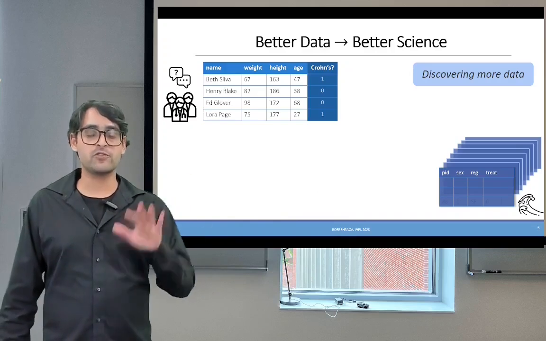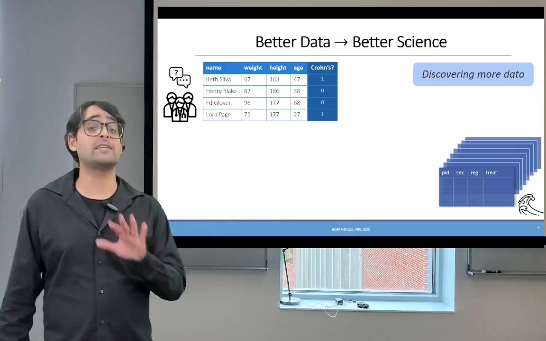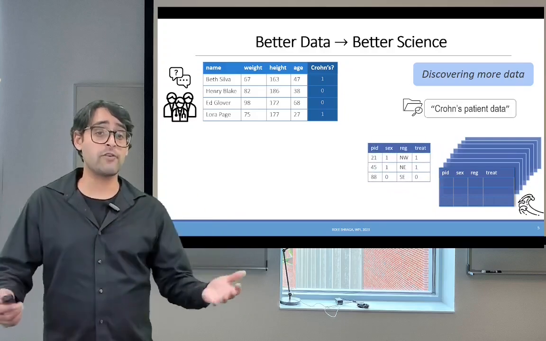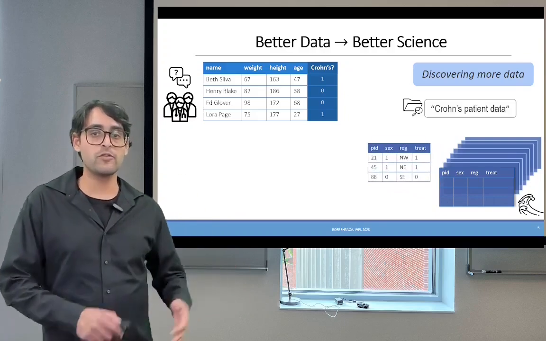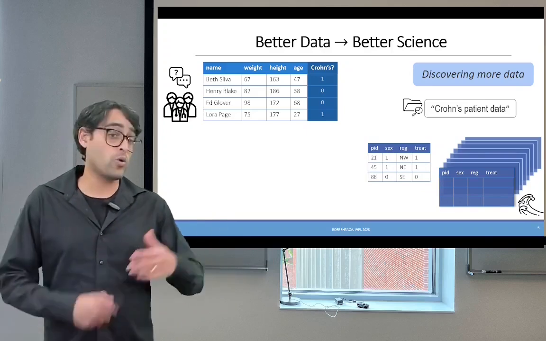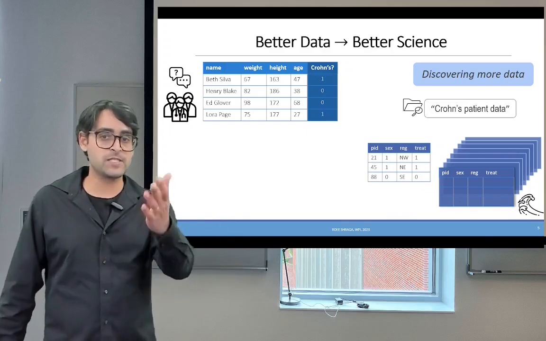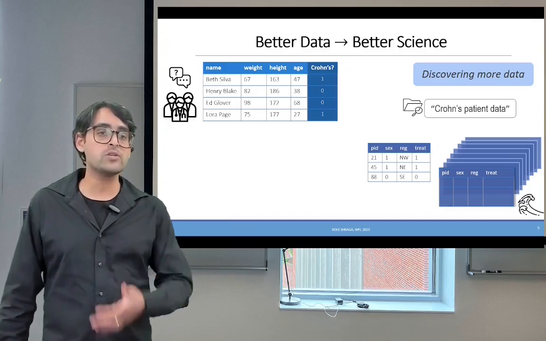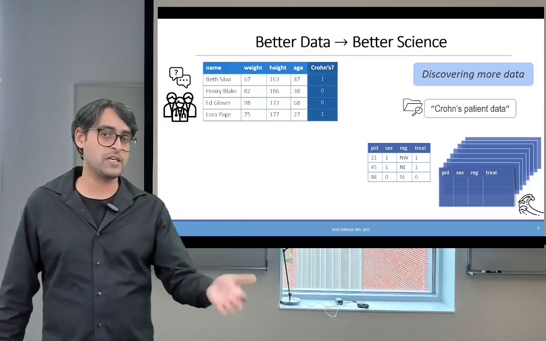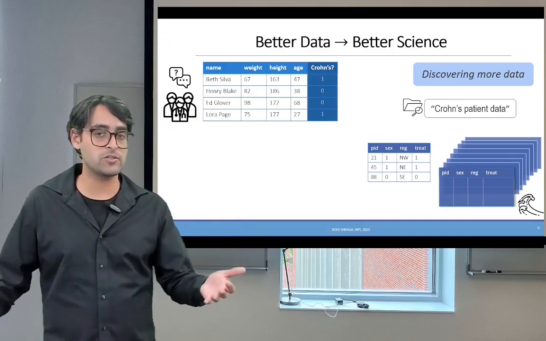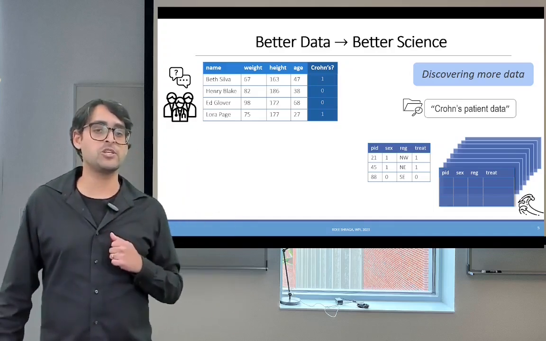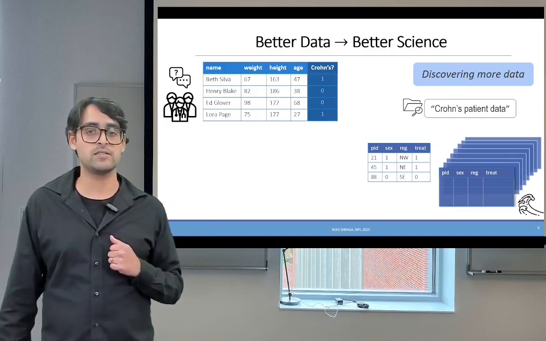My first pillar of research, which we refer to as data discovery, tries to discover or find new pieces of data that can be useful for this group of data scientists, or scientists in general. Specifically here in that example, we use a keyword search, specifically Crohn's patient data, to try to search this repository of tables and come up with this piece of information that can be useful for these scientists.